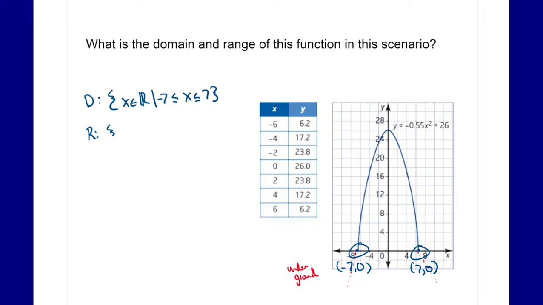Our range, similar idea: y is any real number, given that if we think about the max and min, the highest possible value and the lowest possible value, the highest possible value is easy to see. We can see that in the equation. We can see that from the graph, right? This is our max height. So right off the bat, we can clearly see that we're not going to have anything higher than that value. So we know our highest value is going to be 26.